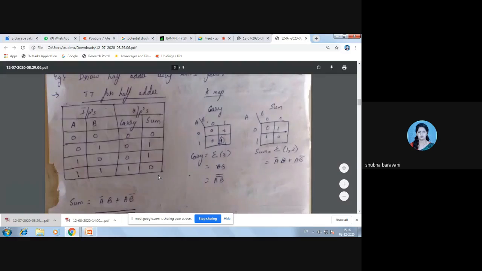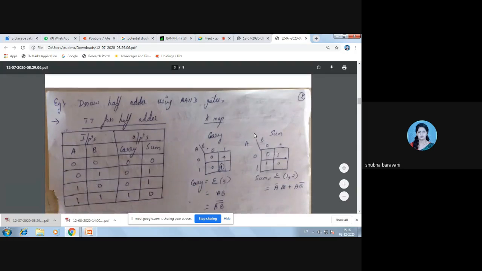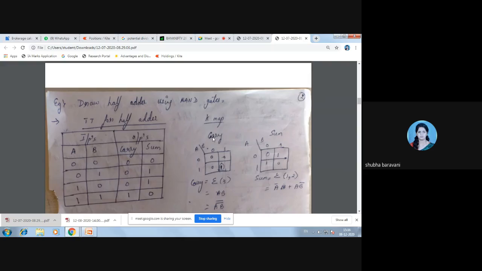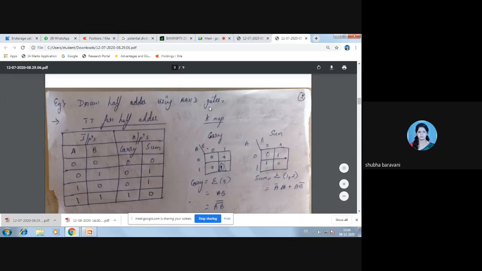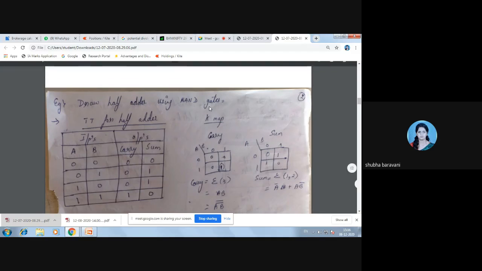Up till here you have to do. See, this part remains the same. Carry calculated as A dot B, sum calculated as A bar B plus A B bar. ठीक है, यहाँ तक ठीक है. Up till here, is it understood? It is the same as what we have done now. Only thing we have to do is implement it using NAND gates.